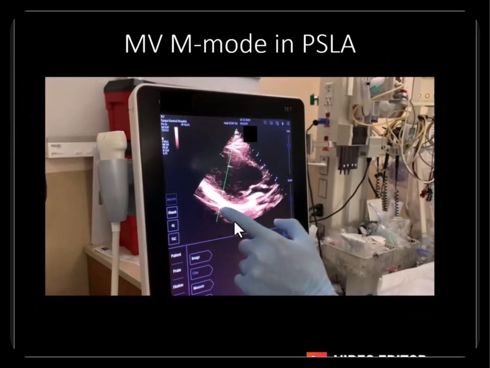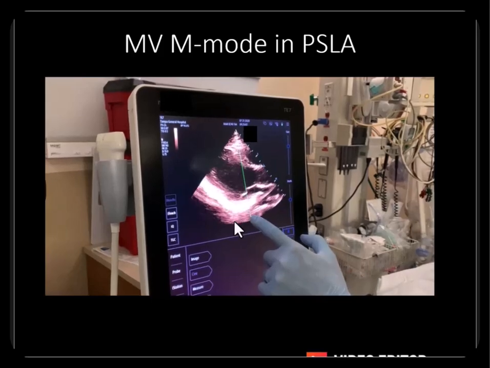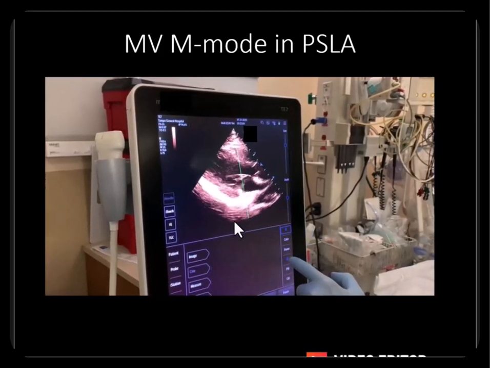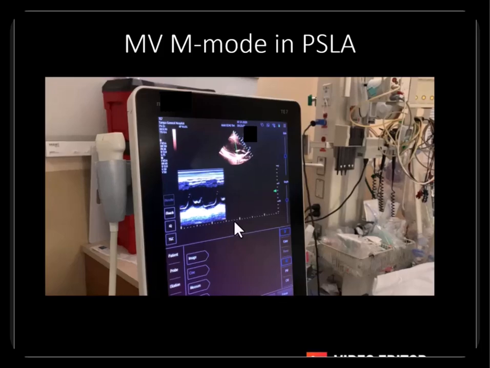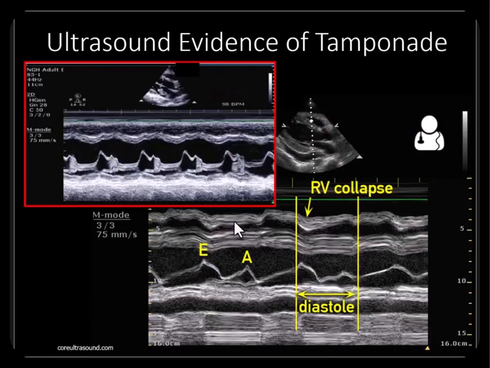Touch M mode on the right, align your M mode cursor over the anterior leaflets of the mitral valve, touch M mode again, and you will get this tracing over time, which you will then freeze, and it will look like this. So in your normal patient, in this upper left example, there's very little fluctuation in the RV wall.